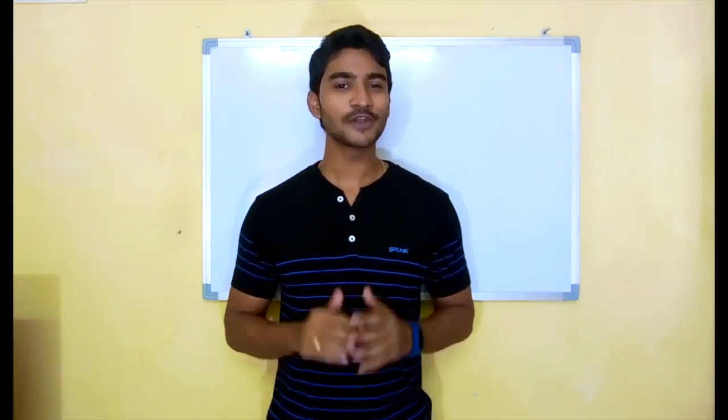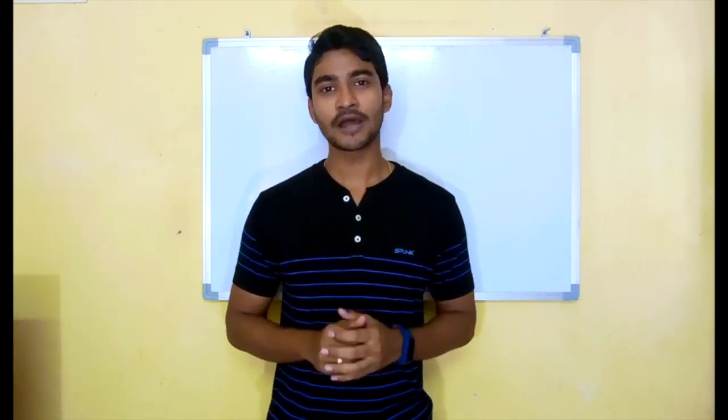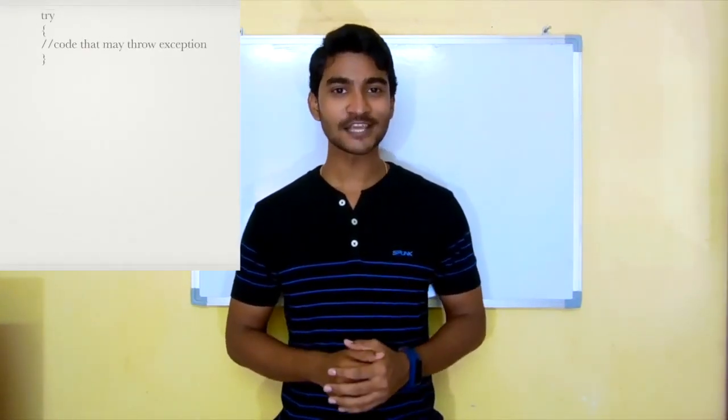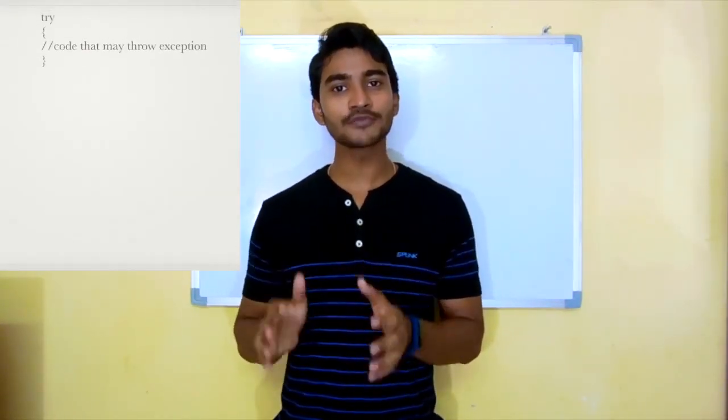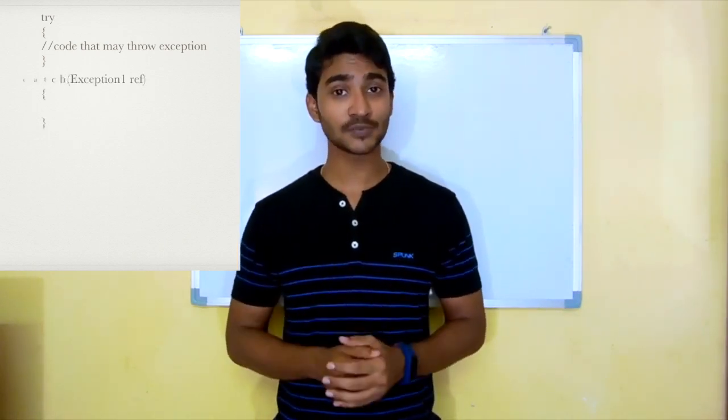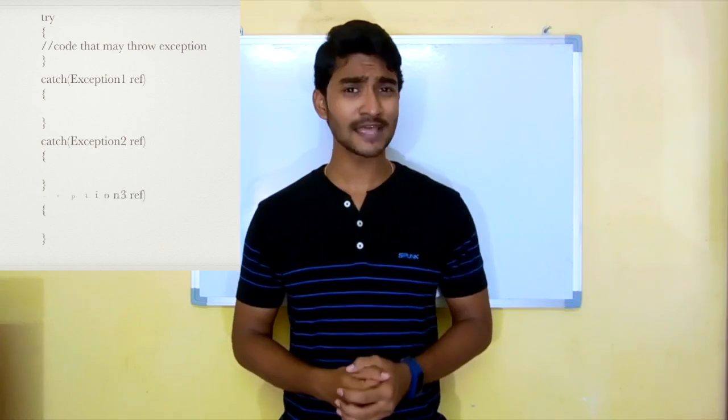Hi guys, today in this tutorial we're going to learn how to handle multiple exceptions inside a single catch block. So guys, when you write your code and you know that there is a possibility that your application may throw some exception at runtime, how do you handle that kind of scenario? The first thing you're going to do is wrap all your risky code inside a try block followed by multiple catch blocks to handle multiple exceptions.